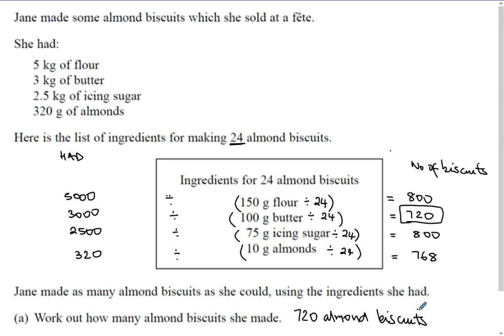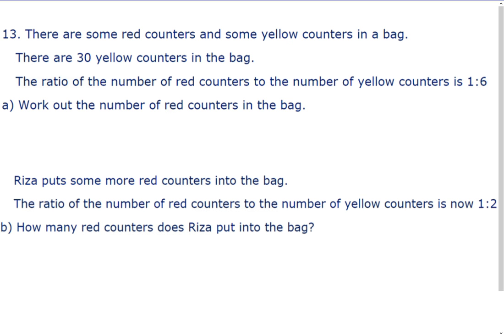All right, good. Another wordy question. There are some red counters and some yellow counters in a bag. There are 30 yellow counters. So let's just write, I'm sure we'll need that, we always do. There are 30 counters in the bag. The ratio is 1 to 6. Work out the number of red ones, so that's really easy.